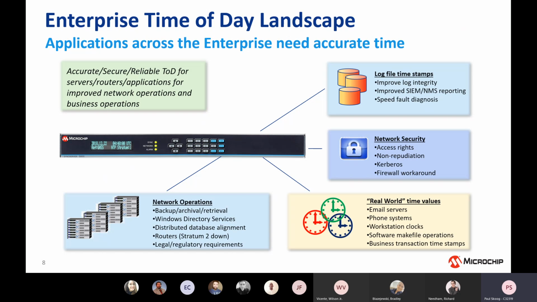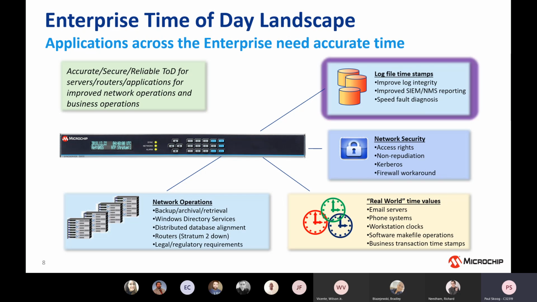Well, if you were to look at the general landscape for enterprise timing, there's a lot of different parts that need accurate timing. And if we were to kind of couch this in one sentence, it'd be like you need accurate, secure, and reliable time of day for servers, routers, and applications for improved network operations and business operations. So what are network operations and business operations? Well, it's, as I mentioned, probably the most commonly cited reason why customers buy a network time server. It's for log file timestamp accuracy.